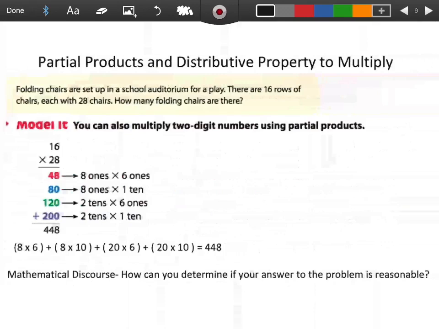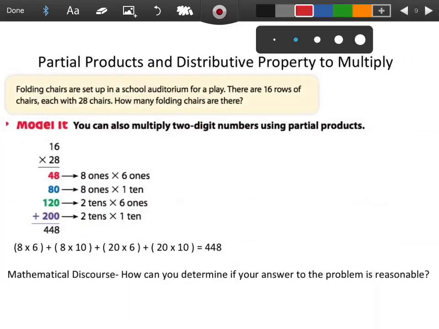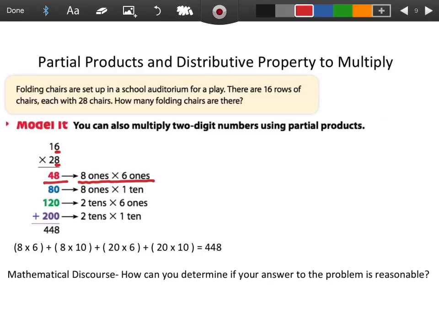Now the first thing we're going to multiply is our 8 ones times our 6 ones, and that goes right here. 8 ones times 6 ones, that's 48 ones. The next one is we're going to multiply this 8 ones again, but we're going to pass it out to the top for our 10. So 8 ones times 10 is 80. So now I have passed out this 8 ones in 28 to both the 6 and the 10.